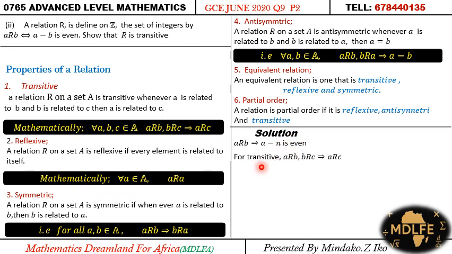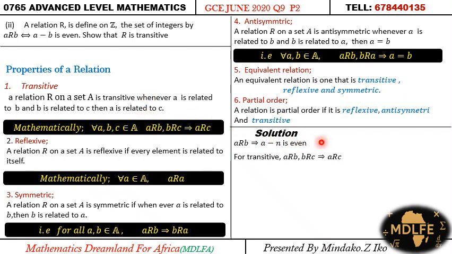So from the transitive property, if a is related to b, b is related to c, implies a is related to c. So this is the same property here. I'm going to use that property to solve this particular question because they have mentioned transitive there. So I'm going to use this property. Okay, so that is it.